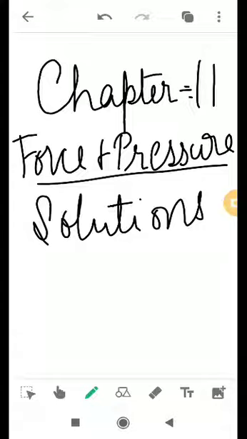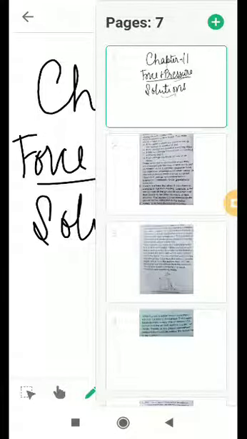Hello students, now here is the solution of D and E part of chapter number 11, that is force and pressure. Okay, here it goes.